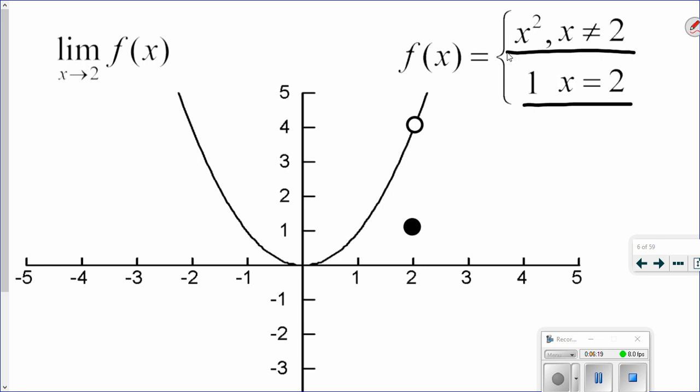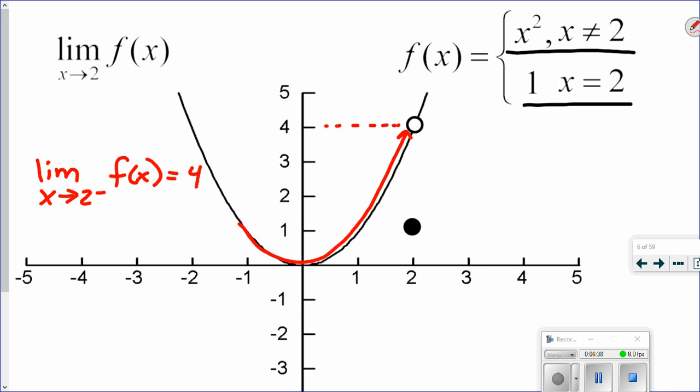As x approaches 2, we have to check the left-hand side, remember, of this function. As we get closer and closer to 2, what does our graph look like it's getting close to? Looks like it's getting close to 4. We don't care that there's that spot down here. We don't see this spot. The limit's just what it's getting close to as we come from the left-hand side. And as we come from the left-hand side, the y value is getting close to 4.